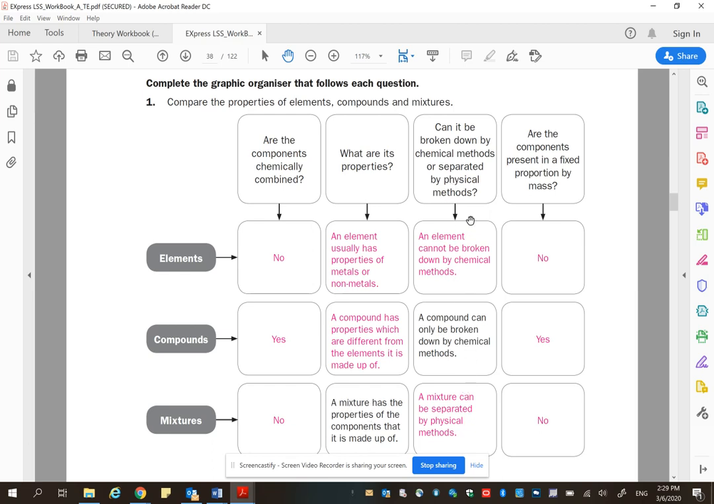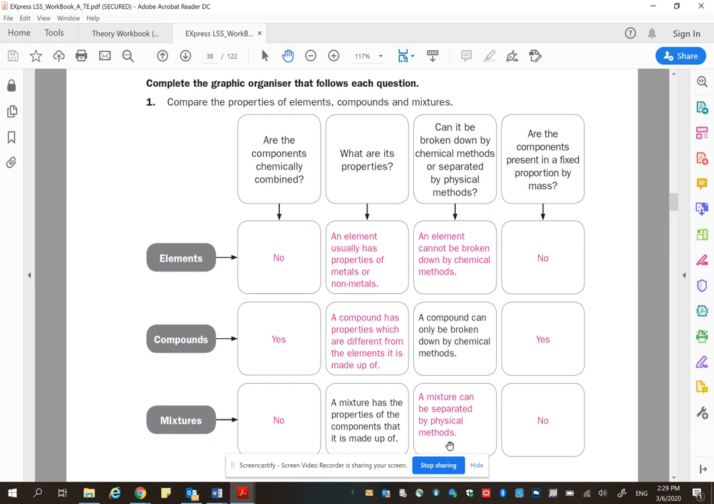Then the third column talks about, can it be broken down by chemical methods or by physical methods? How do I separate them? For element, no matter what you do, it cannot be broken down. It's by itself, and you cannot do anything to further break it down. But for compound, yes, you can break it down using a complicated chemical method. For example, water, H2O. If you apply electricity, you can separate water into hydrogen gas and oxygen gas. But it's a very, very complicated and expensive method.